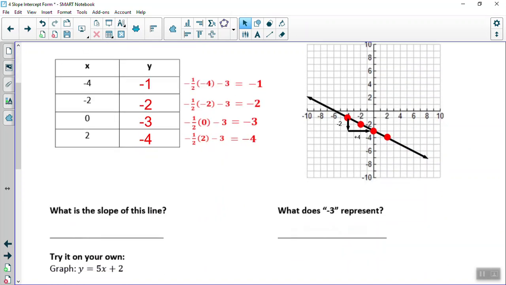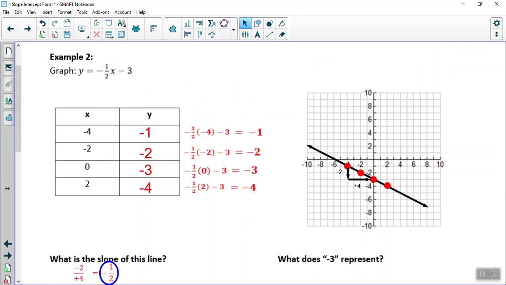So what is the slope of that line? Well, we've got a -2 over 4. We can simplify that because slope always has to be in simplest form, and it needs to be left as a fraction. It equals -1/2. Huh. That -1/2 looks really familiar. Do we have that up here in the equation? Oh, we do. It's right here.